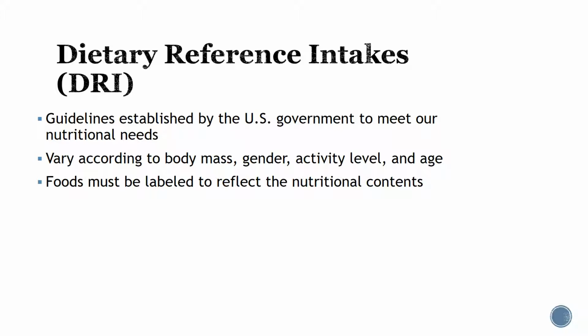Okay, so the dietary reference intakes, that is the DRI as it's most commonly known. That is a guideline that the U.S. government has established to show us in the United States our nutritional needs. And so we'll go over what each of those macro and micronutrients are. But this is really looked at or compared to for our body mass, our gender, the age that we are, and then the activity level.